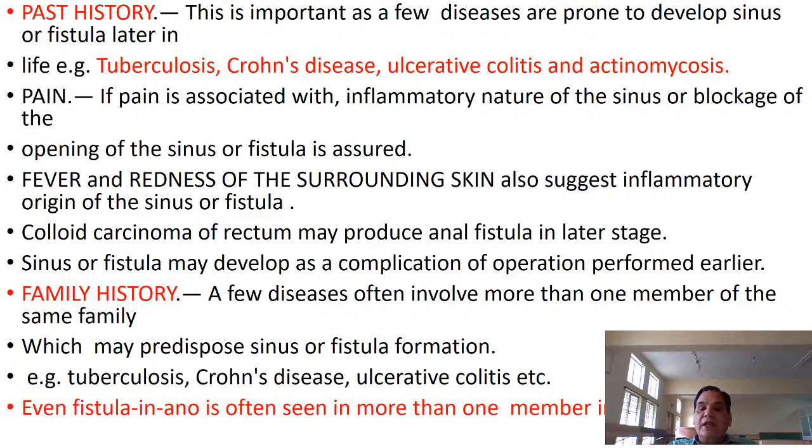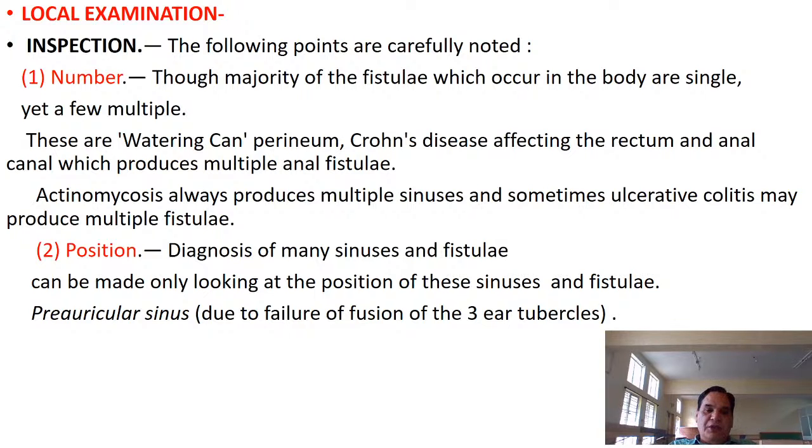Family history: there is usually a history of a similar sinus in the past in the family. Commonest is Crohn's and ulcerative colitis. They run in families. And it is said that fistula in ano is also seen many times in other members of the same family. So fistula in ano also has a familial record. Local examination: here you have to be very particular. We are talking about a single sinus or multiple sinuses. First, you must know how many sinuses are there.